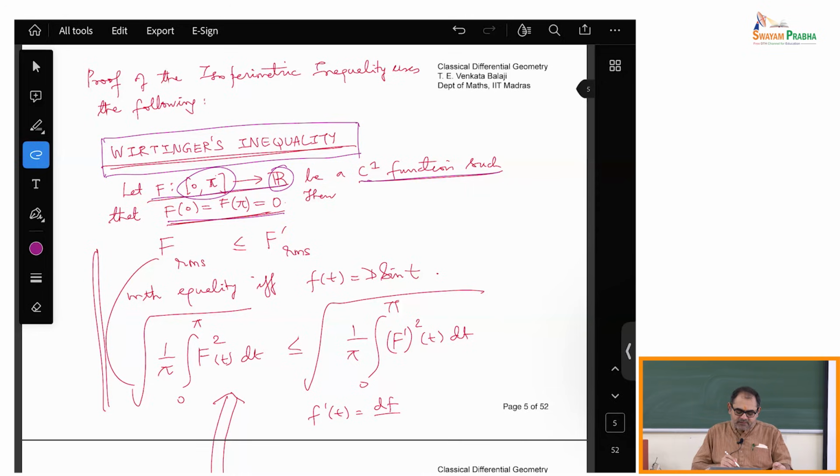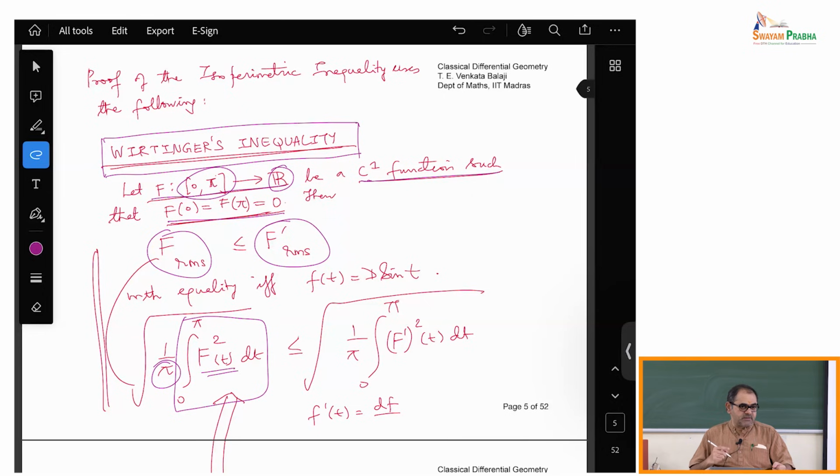Then the Wirtinger's inequality is that the root mean squared value of the function cannot exceed the root mean squared value of its derivative. The way we interpret the root mean squared is as the square root of the mean of the squares. You sum the squares over the whole interval, which is the integral of the square function over the whole interval, and then you have to take the mean, so you have to divide by the size of the interval.